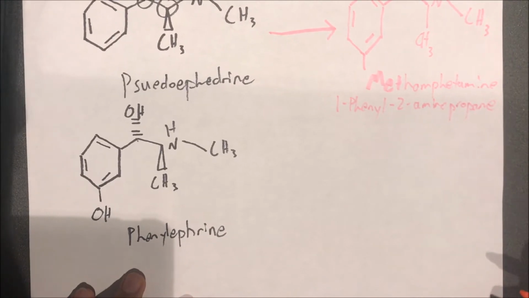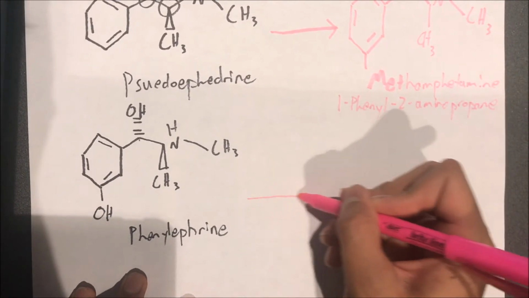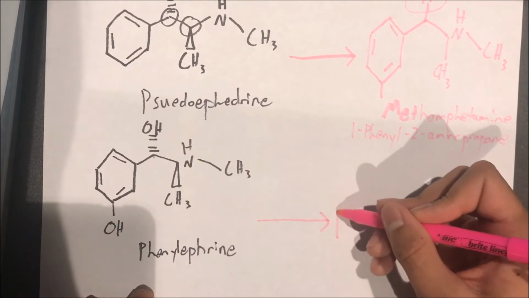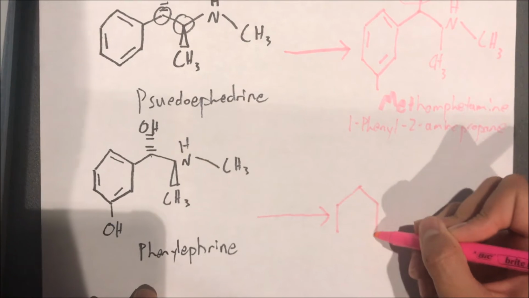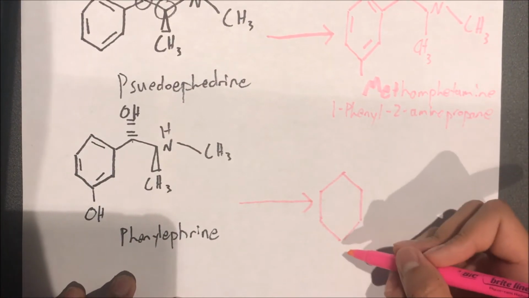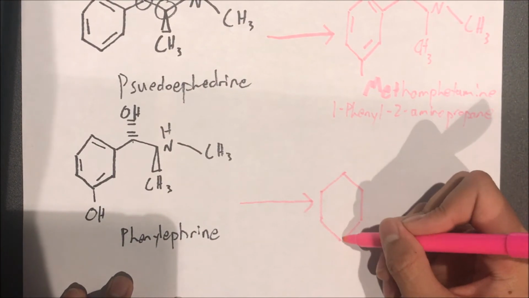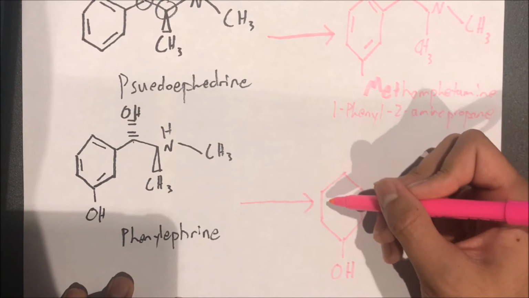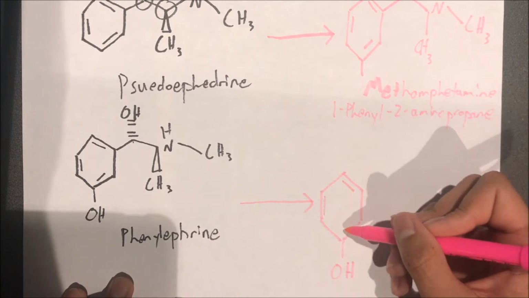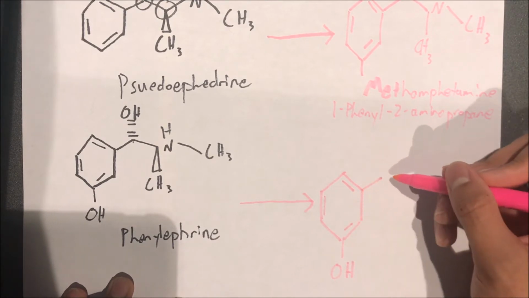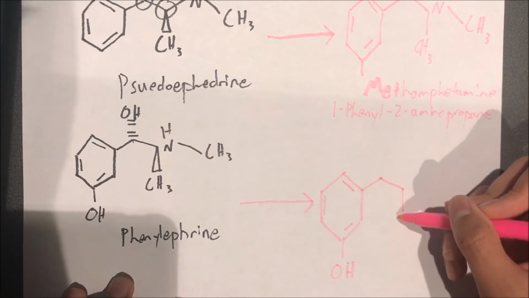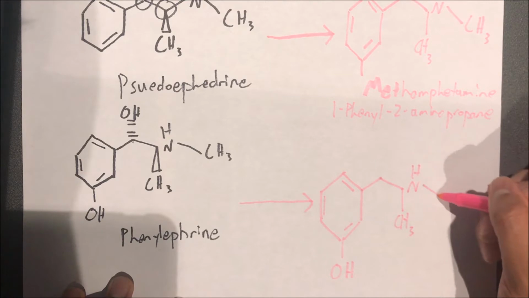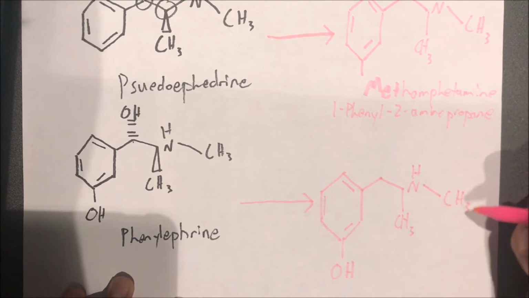So phenylephrine, on the other hand, cannot be converted as easily to methamphetamine. When you try converting it to methamphetamine, this is what happens. There's an OH group on phenylephrine that is different from pseudoephedrine. So it comes off the benzene ring, and when you try converting it to methamphetamine, it doesn't convert. So the rest of the structure is the same, but this one OH group coming off of the benzene changes the properties of the molecule.